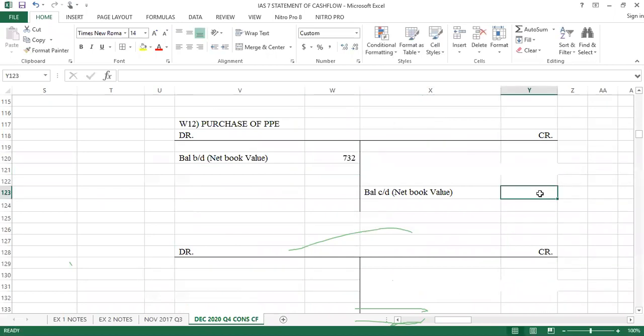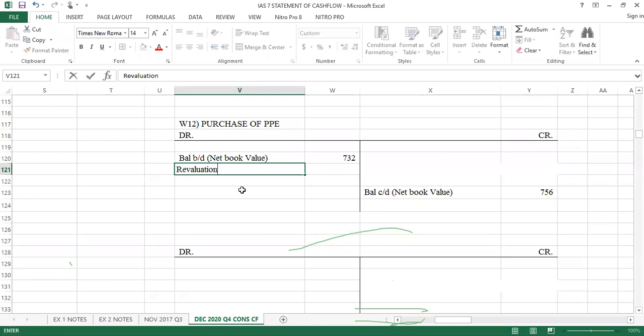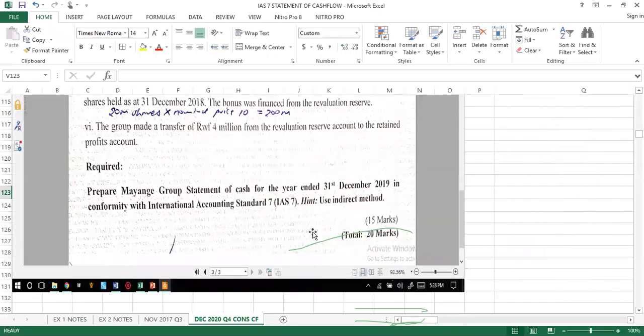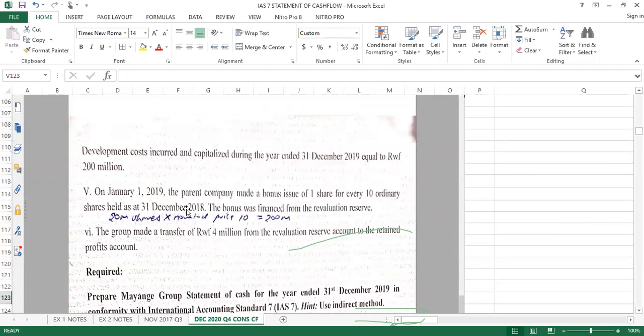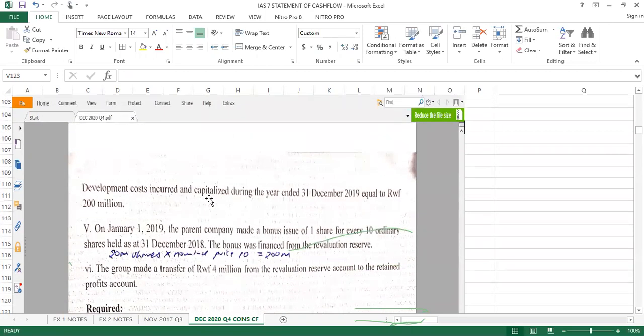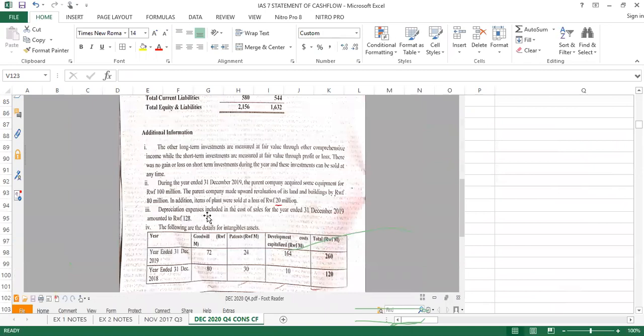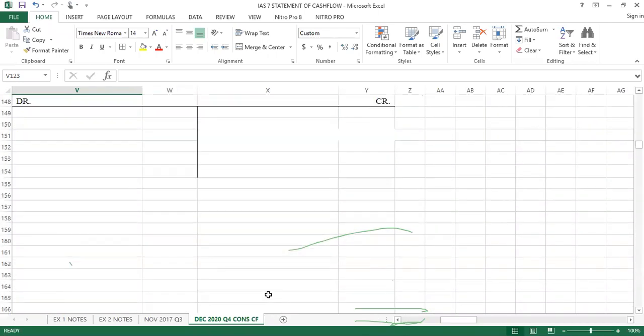732 and 736. Is it 756? I'll reconfirm. 756. Now, you were told there was revaluation. Revaluation we were given as, was it 80? Was there any revaluation? Did I see revaluation of 80? Yes. The parent company made an upward revaluation of its land and building by an additional 80 million. So there is revaluation of 80 million.